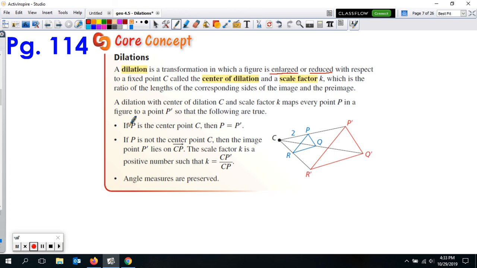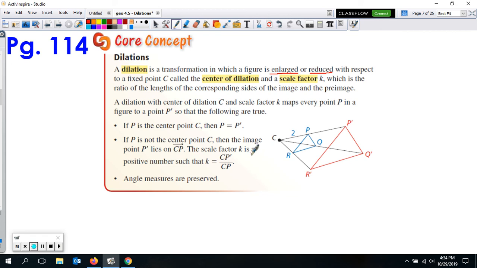So if P is the center point C, then P equals P prime right there. So right here, this equals this right here. These will equal each other. If P is not the center point, so P would be in the center between these two, then the image P prime lies on the ray CP. So it lies on this ray right here.